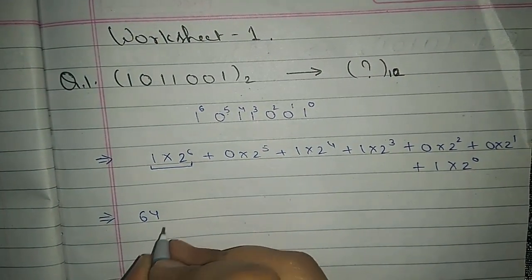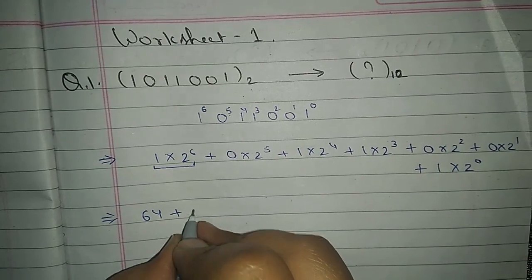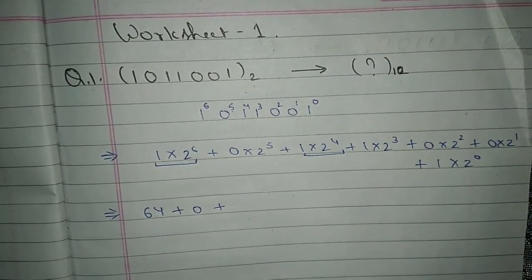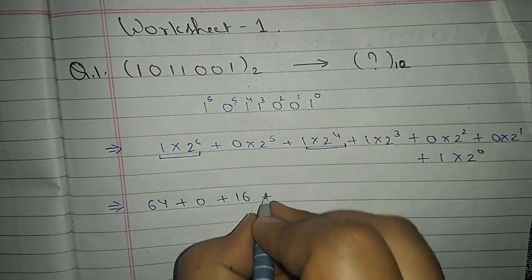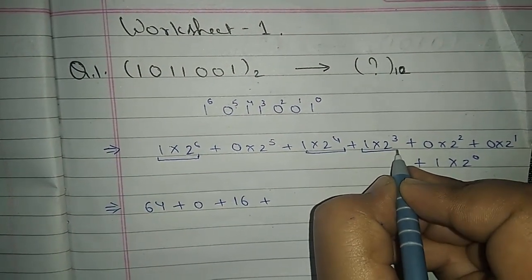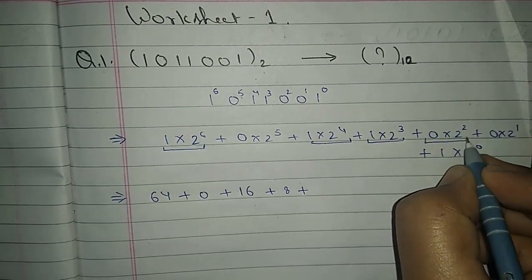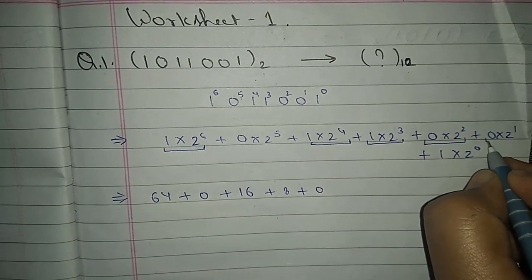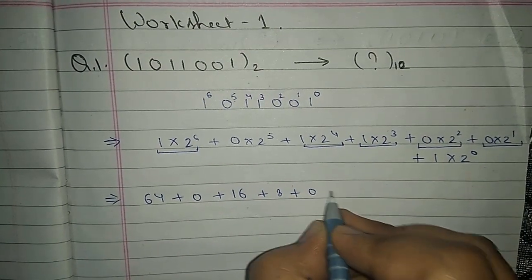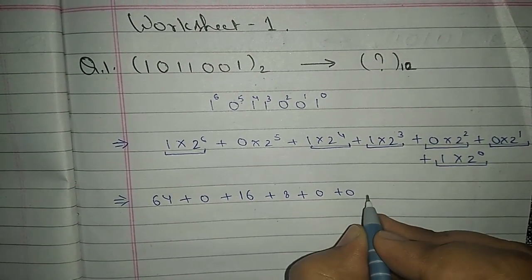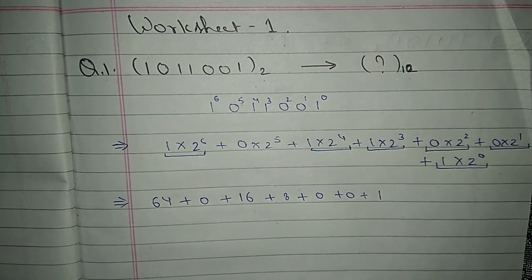We can write this as 64. Fine. Then next we have 0 multiplied by this number, so it will be 0 directly. Next we have 1 multiplied by 2 to the power 4. Fine. It will be equal to 16. Then next we have 1 multiplied by 2 to the power 3. It will be equal to 8. Then we have 0 multiplied by something. It will be 0. Then we have 0 multiplied by something again. It will be 0. And then we have 1 multiplied by 2 to the power 0. It will be equal to 1.